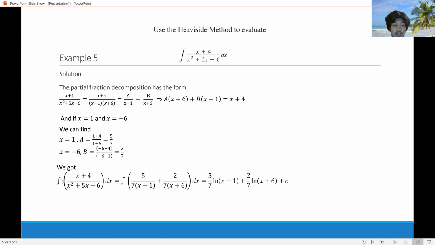And then the integral of (x plus 4) over (x squared plus 5x minus 6) dx, we can rewrite in this form: 5 over 7 times 1 over x minus 1, plus 2 over 7 times 1 over x plus 6, dx. By doing some integral calculation, we get 5 over 7 logarithm of x minus 1 plus 2 over 7 logarithm of x plus 6 plus c.